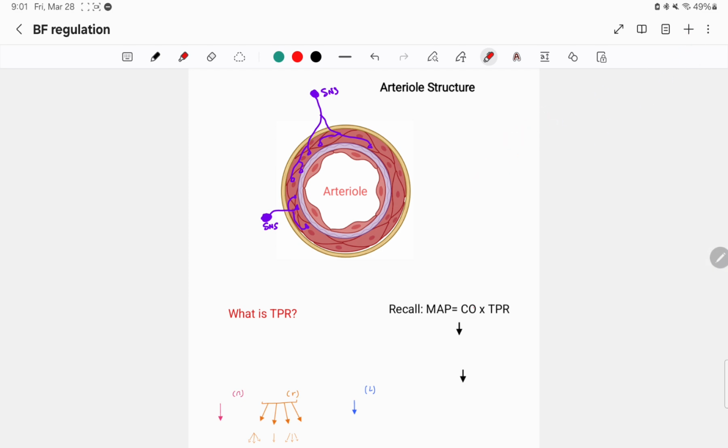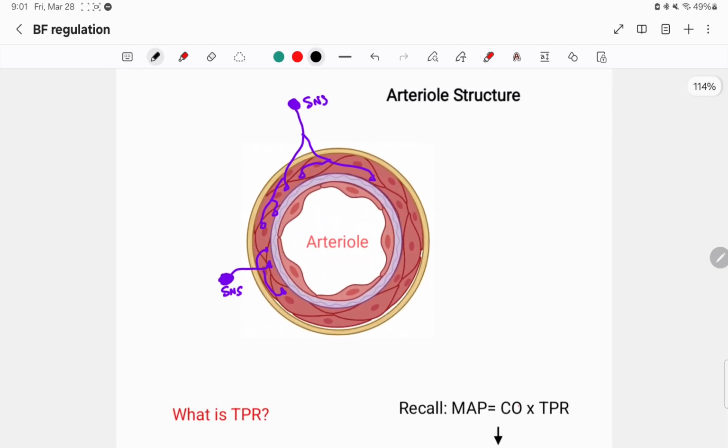So we got to briefly touch on arterial structure and characteristics, just so we're all on the same page. But just for your knowledge, I've already made a video on this in the same playlist, so go back and watch that if you're interested.